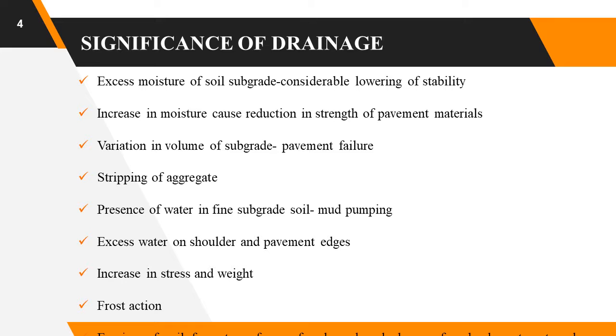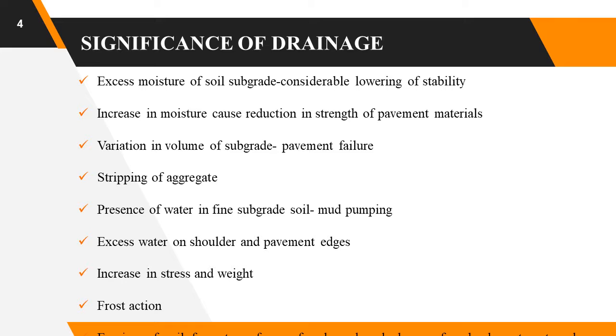Sustained contact of water with bituminous pavement causes failure due to stripping of bitumen from aggregate, like loosening or detachment of some of the bituminous pavement layers and formation of potholes. The prime cause of failure in rigid pavement by mud pumping is due to presence of water in subgrade soil. Excess water on shoulders and pavement edge causes considerable damage.